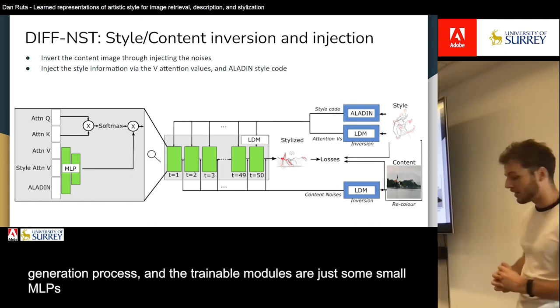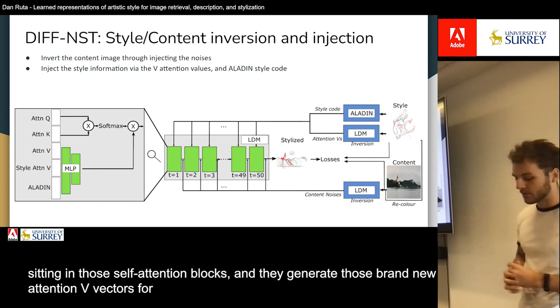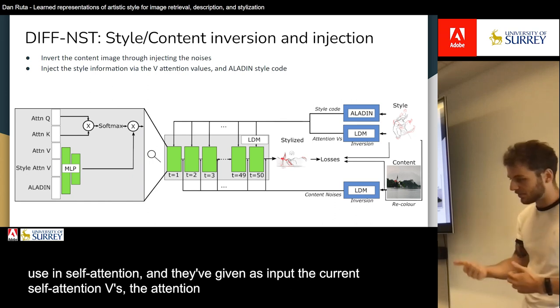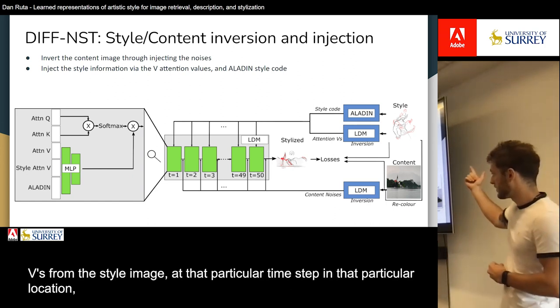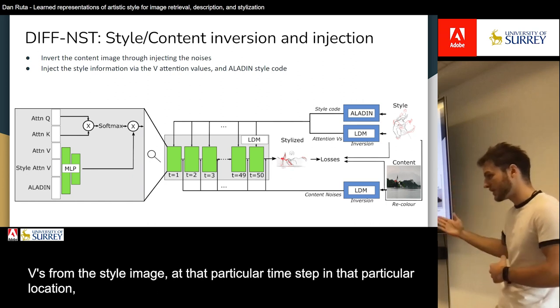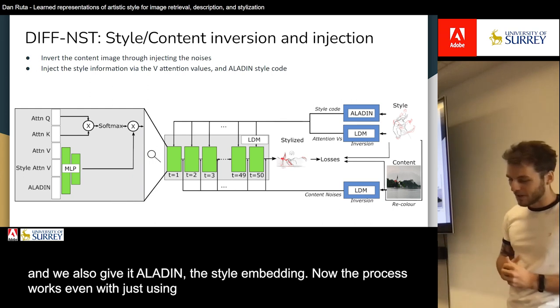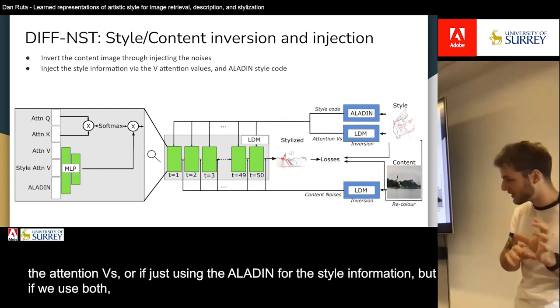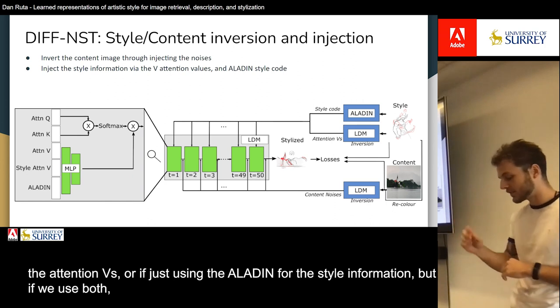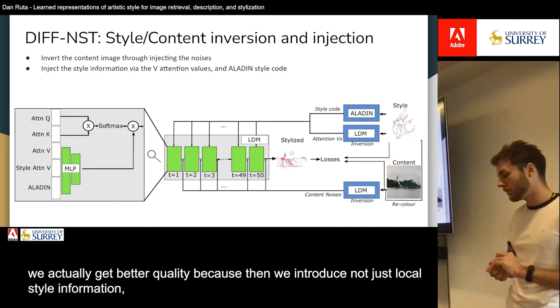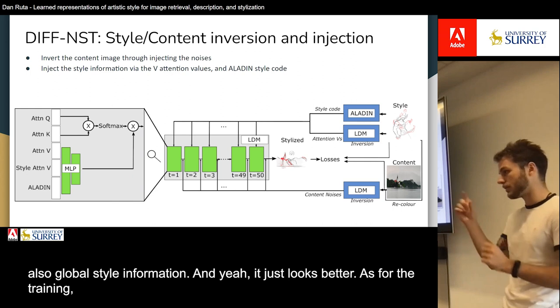The trainable modules are just some small MLPs sitting in those self-attention blocks, and they generate brand new attention V vectors for use in self-attention. They're given as input the current self-attention Vs, the attention Vs from the style image at that particular time step and in that particular location, and we also give it the style embedding. Now, the process works even with just using the attention Vs or just using the embedding for the style information. But if we use both, we actually get better quality, because then we introduce not just local style information, but also global style information.